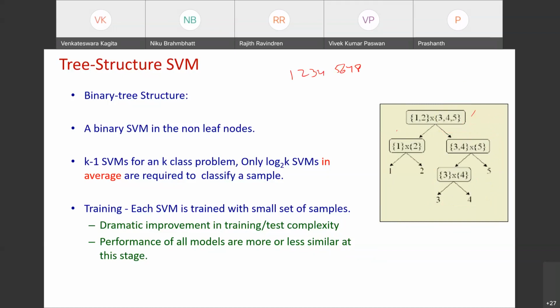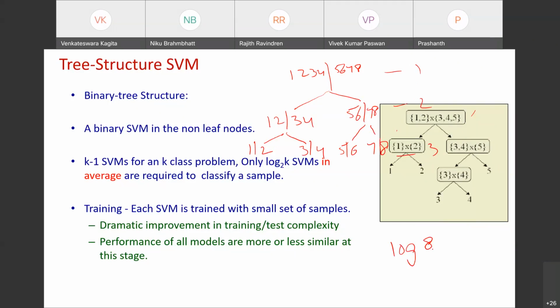Let's suppose at the root node you are checking a condition of 1, 2, 3, 4 versus 5, 6, 7, 8. When you come here, let's suppose you are checking 1, 2 versus 3, 4, and you are checking 5, 6 versus 7, 8 here. And here, let's suppose 1 versus 2 you are checking and 3 versus 4 you are checking. Here 5 versus 6, 7 versus 8. It need not be this way, but I am telling you the ideal condition, a very balanced tree. So what is the height of the tree here? 1, 2 and 3. Isn't it log 8 base 2?